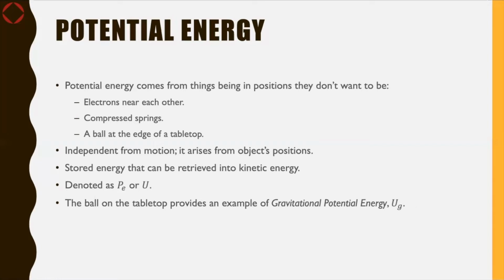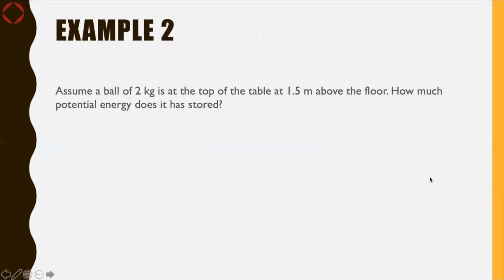Yes, there are. For example, compressed springs have elastic potential energy. Magnets that are together have magnetic potential energy. And there are a lot of different types of potential energy. Right now, we will begin with gravitational potential. The subindex is G. Let's look at an example to get the formula.